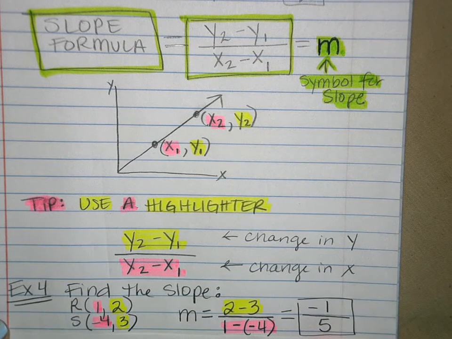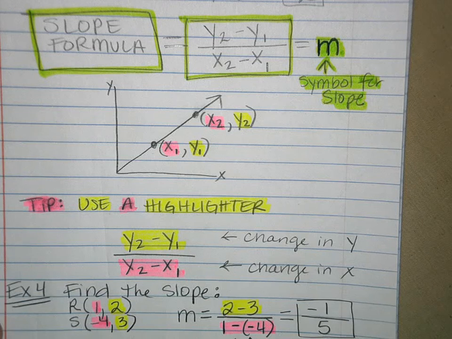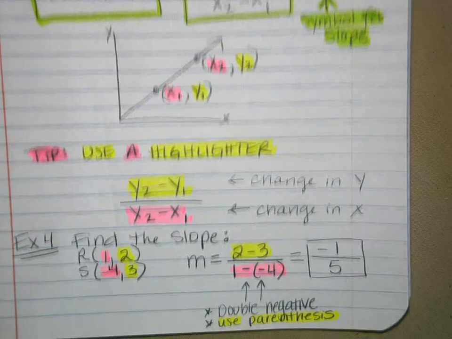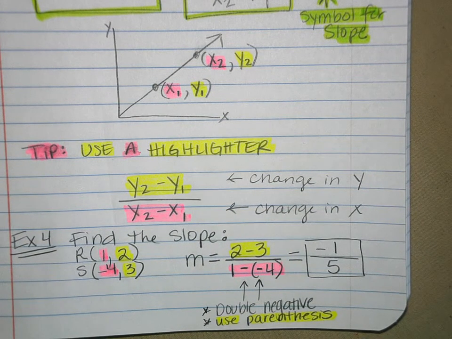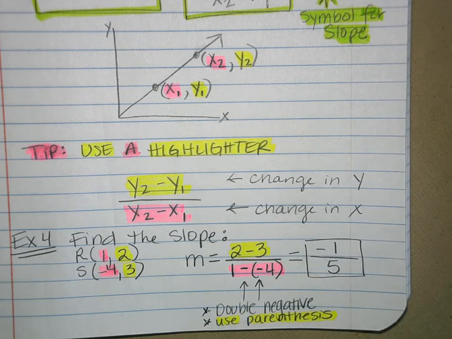Do you remember this from 7th grade? So when you have a double negative, it's a good strategy to use parentheses. So if you have double negatives, use parentheses.